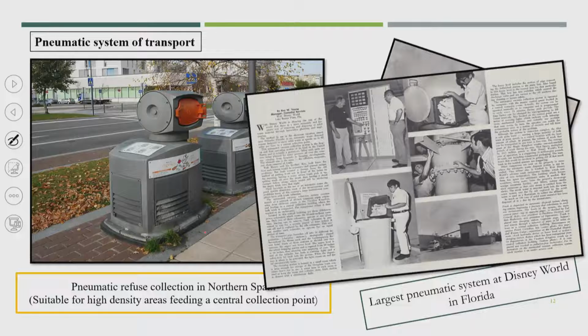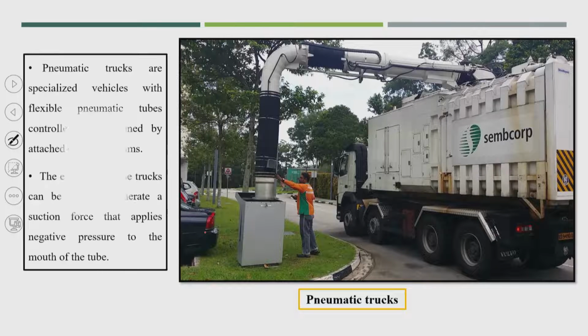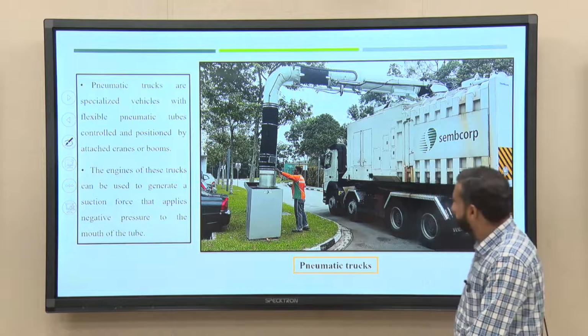You can see here this is one of the vehicles of the pneumatic system. This is the dustbin where waste is getting collected. Pneumatic trucks are specialized vehicles with flexible pneumatic tubes, controlled and positioned by attached cranes or booms. The engines of this truck can be used to generate a suction force that applies negative pressure to the mouth of the tube. Because of that, waste is getting collected into the vehicle.